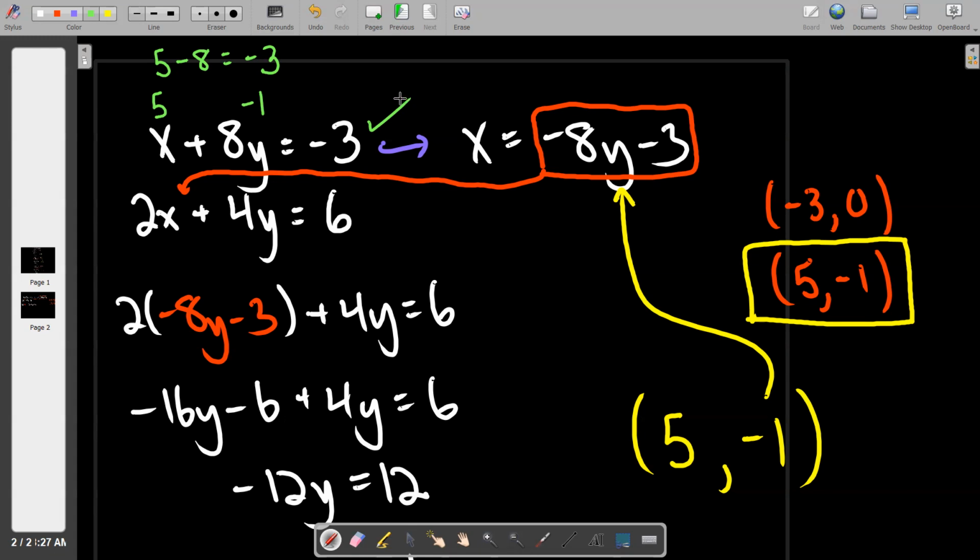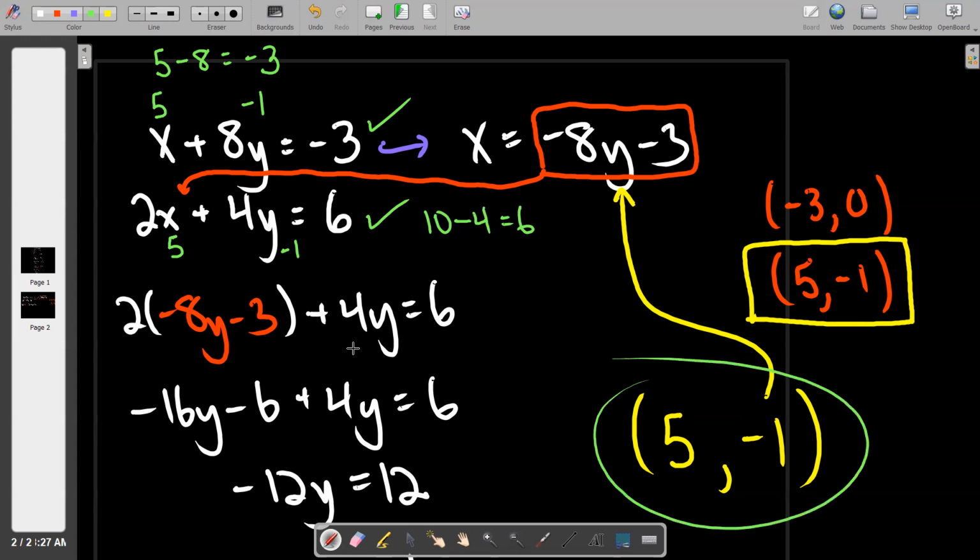So now I'm going to go to the second equation, follow the green writing. I'm going to put a 5 right here where this x is, and a -1 right there where that y is. Right here where I'm wiggling my pen, what's 2 times 5? 10. And what is 4 times -1? And is 10 minus 4 equal 6? I just proved that this has to be the answer because its x and y values actually work in both equations. So, see it? Okay.